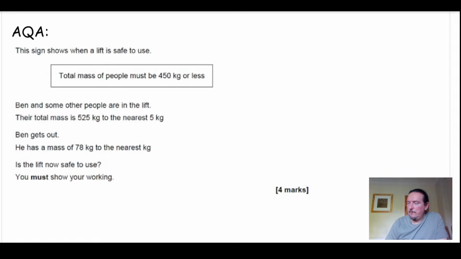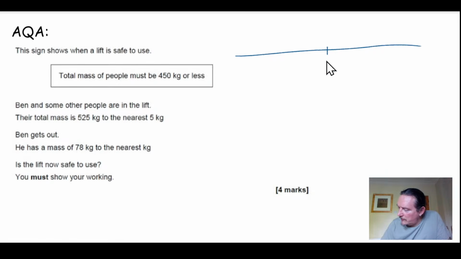Okay, so obviously you don't want to overload the lift. You don't want it all crashing down. So the total mass of people must be 450 kilograms or less. Ben and some other people are in the lift, their total mass is 525 kilograms. So this is their mass.